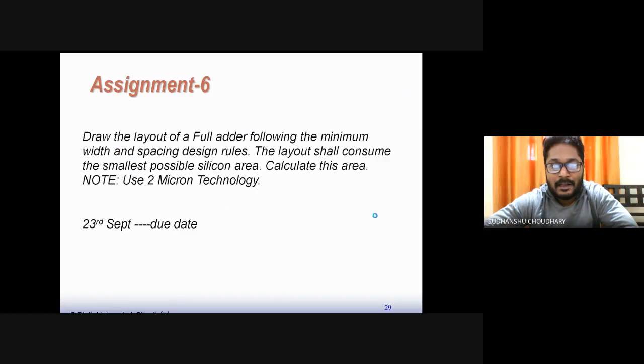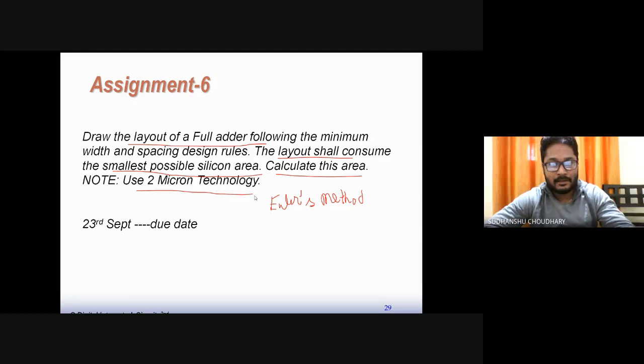Now we have assignment 6 also coming, where you have to draw the layout of a full adder using the Euler method. You will utilize Euler's method to draw the layout of a full adder, so that the layout consumes the smallest possible silicon area. And then you have to also calculate this area and use 2 micron technology.